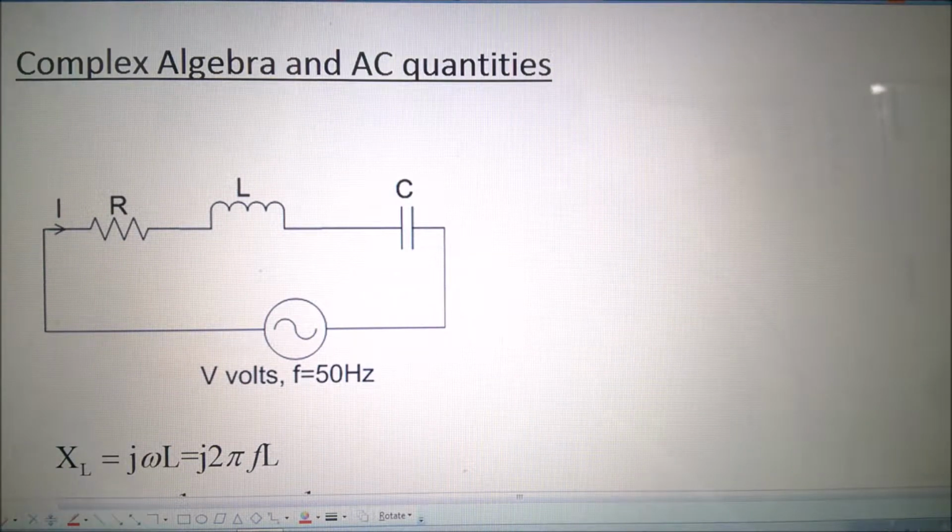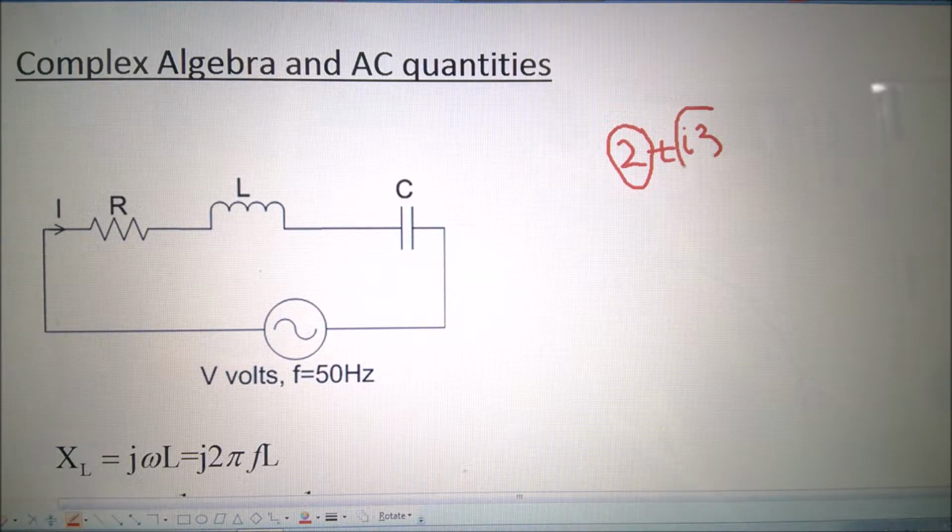Complex algebra and AC quantities. Now we know that a complex number consists of two parts. One is a real, another is an imaginary. Let us consider a complex number 2 plus i3, where 2 is the real part and 3 is the imaginary part, where i is square root of -1.